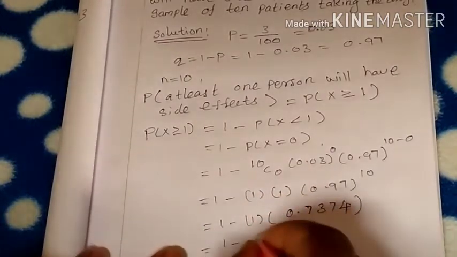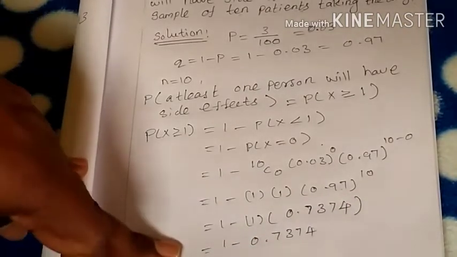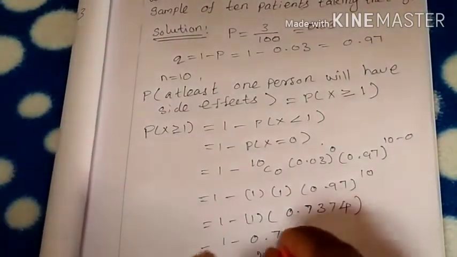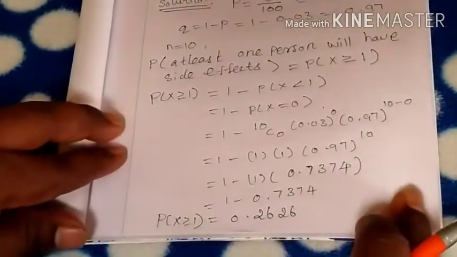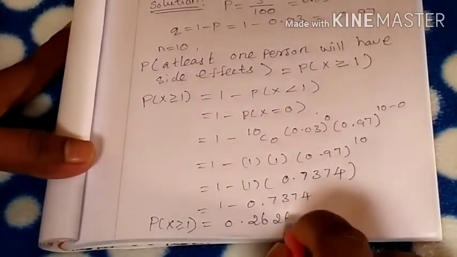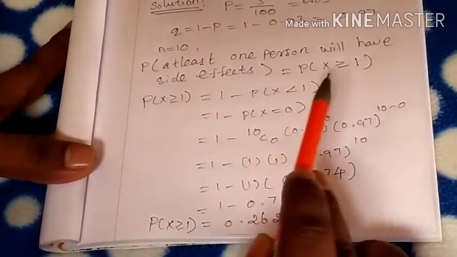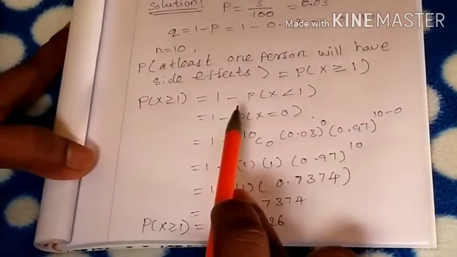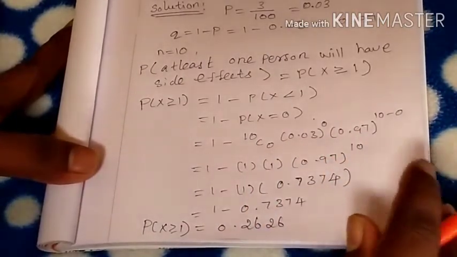So 1 minus this value, 0.7374, we get the answer 0.2626. This is P of x greater than or equal to 1. 0.2626 is your answer. That's all. Have you understood? For this question, first find the p value, the probability, and find the q. Then take the n value directly from the question, and find the probability value. These are the steps to find the probability distribution.